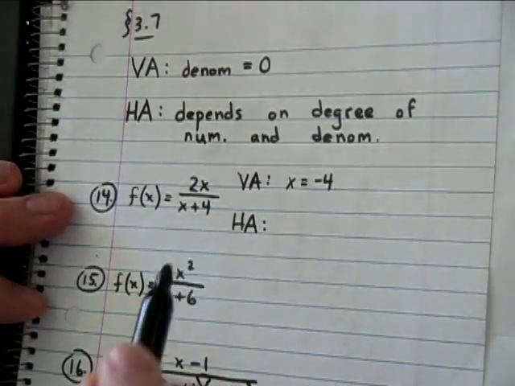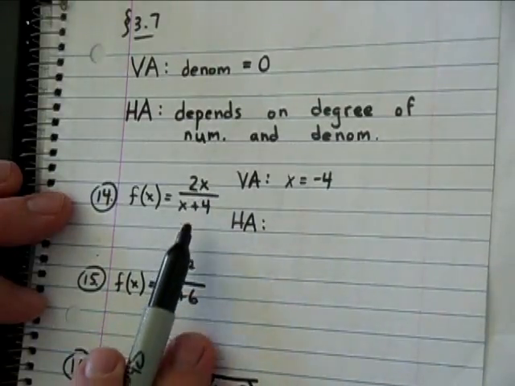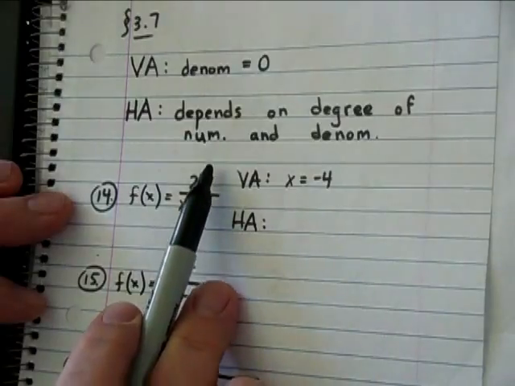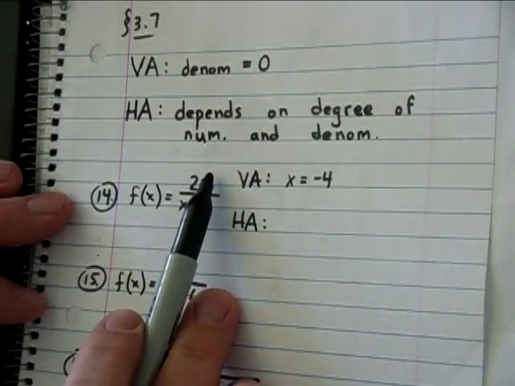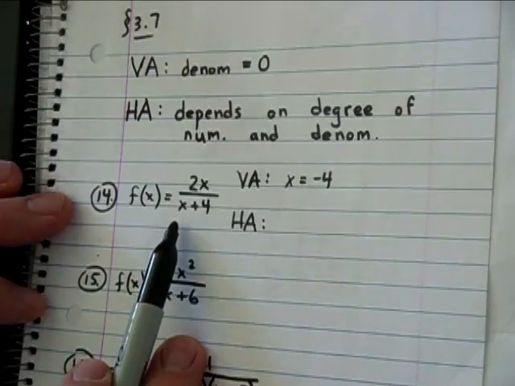For the horizontal asymptote, what we want to do is look at the degree of the numerator and the degree of the denominator. So notice that the largest power of x in the numerator is 1, and the largest power of x in the denominator is also 1.